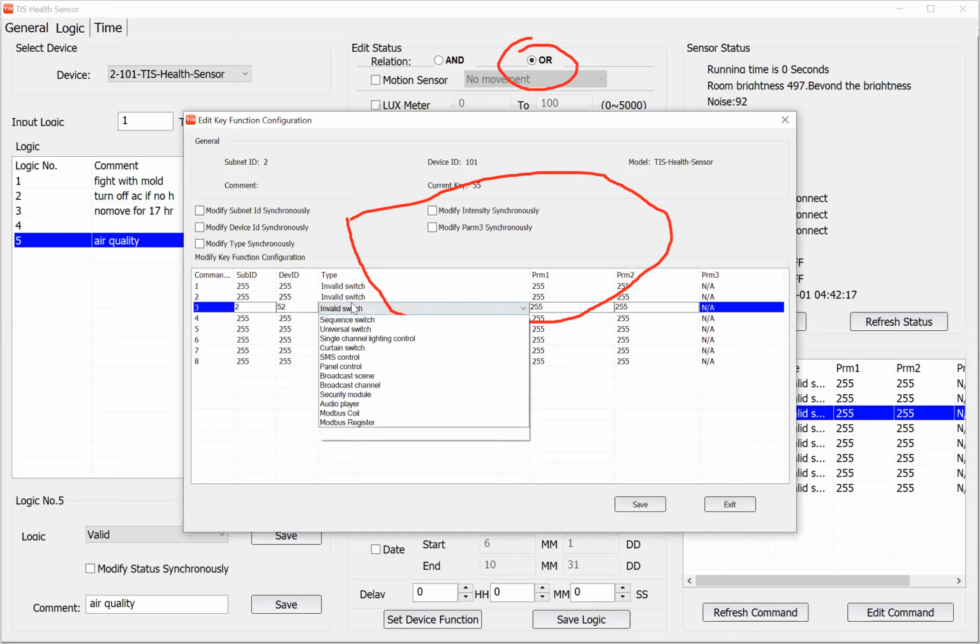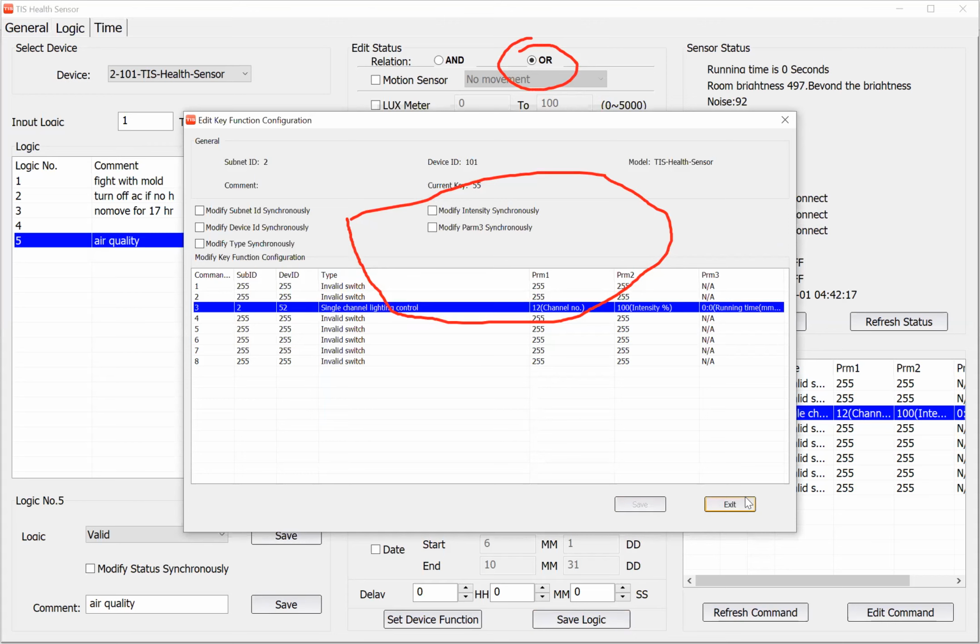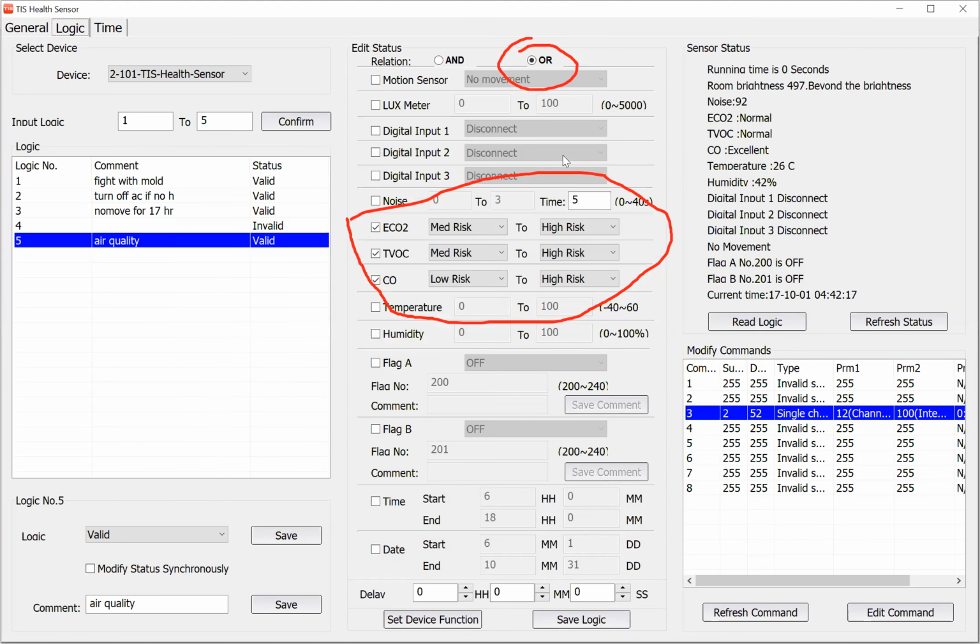For example, imagine that channel number 12 is our fresh air. Okay? Do you understand? Okay. We turn on the fresh air.